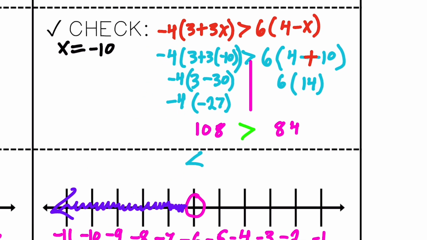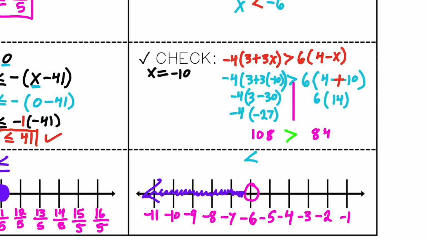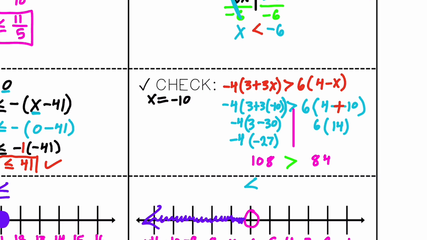So this ends up working. So my solution of my x values are less than negative 6. And this works. This works for us. Let's put a box around my solution here. There we go. Alrighty, guys.